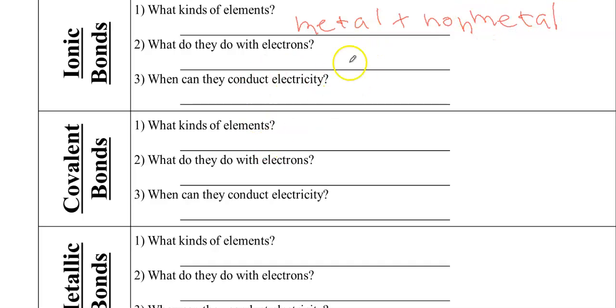What do they do with their electrons? They transfer them. So the metal will give away its electron to the non-metal. When can they conduct electricity? When they are in solution.